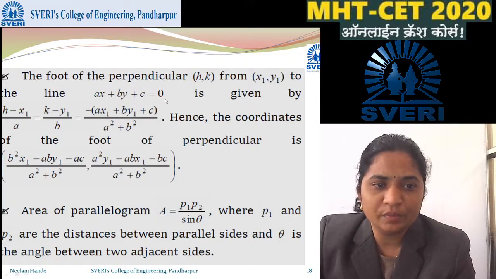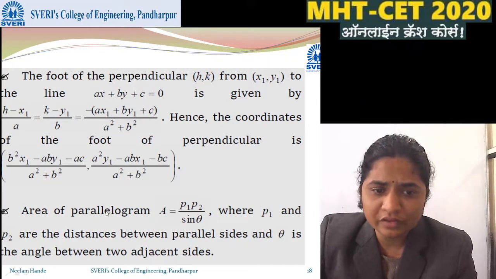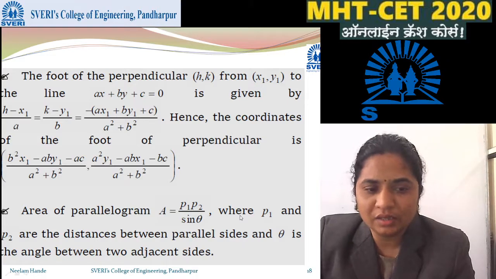Next, this is the foot of perpendicular formula. Next is the area of a parallelogram.